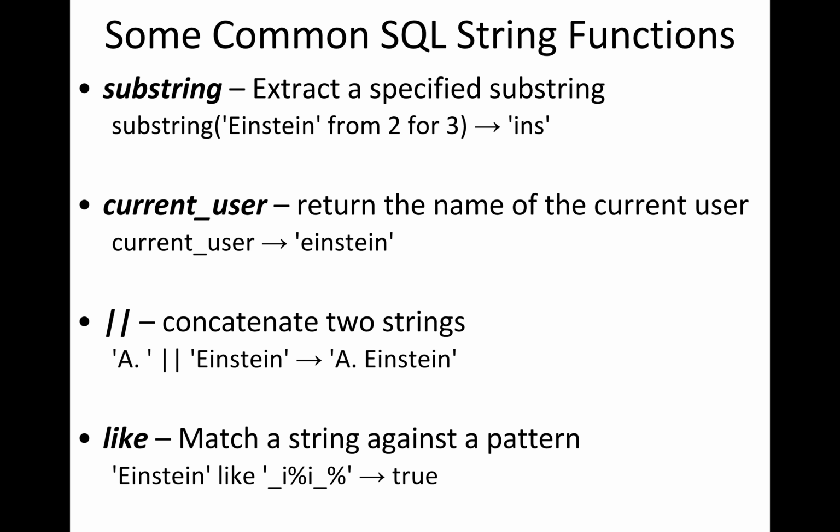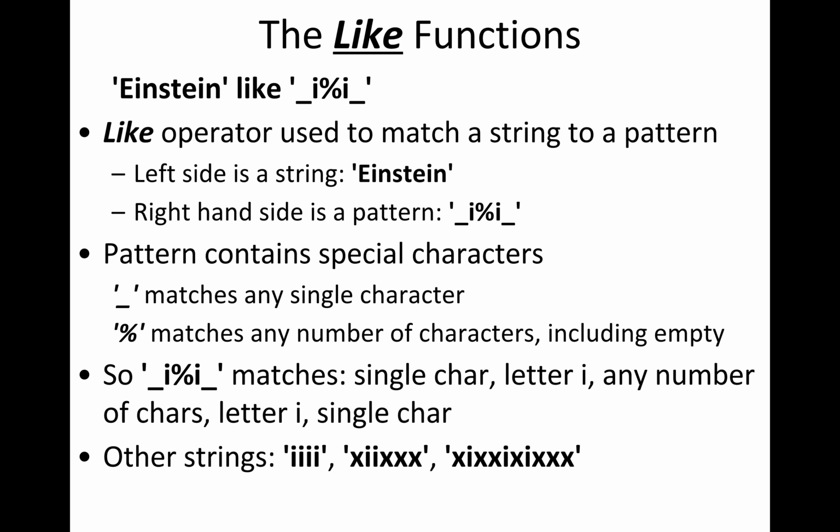Operators allow you to compare strings and regular expressions. Here's a couple examples of comparing Einstein with patterns. Underscore here matches any single character, whereas percentage matches any number of characters, including the empty. Underscore I % I underscore matches Einstein.